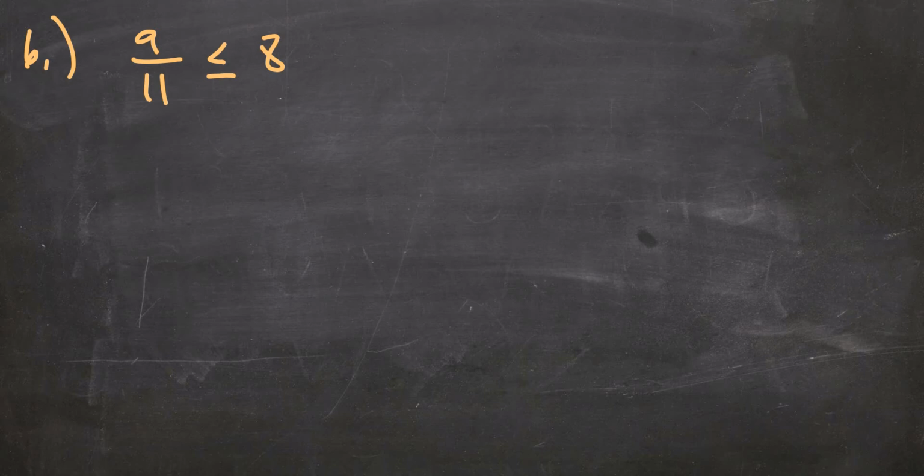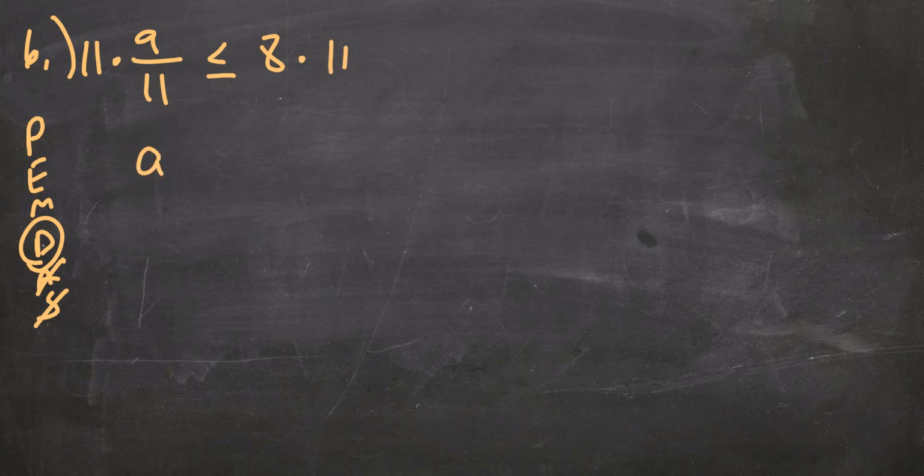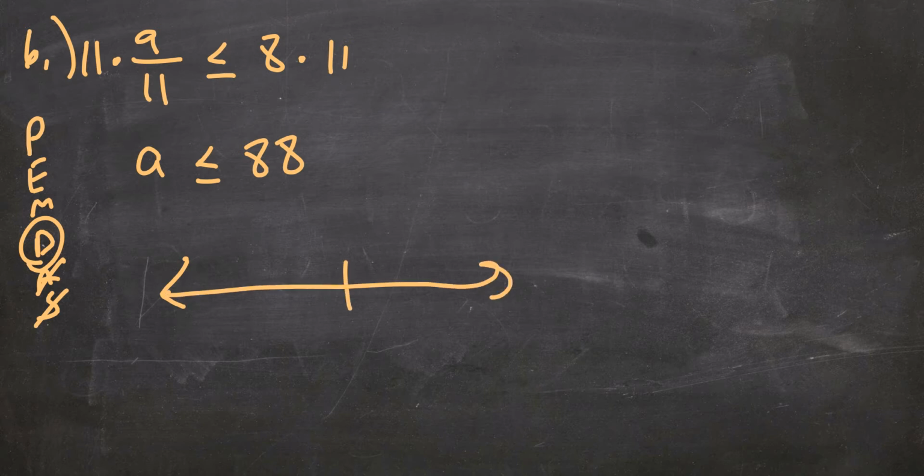Alright, so number 6, I have a over 11 is less than or equal to 8. Once again, PEMDAS backwards. There is no subtraction. There's no addition. I see division, so I have to multiply by 11 on both sides. So I get a is less than or equal to 88. And I'm done because a is already by itself. So now I'm going to make my number line. Now you can put a whole bunch of numbers on there, but I'm just going to put 88 and 0. I know it's a closed circle. And I shade to the left.